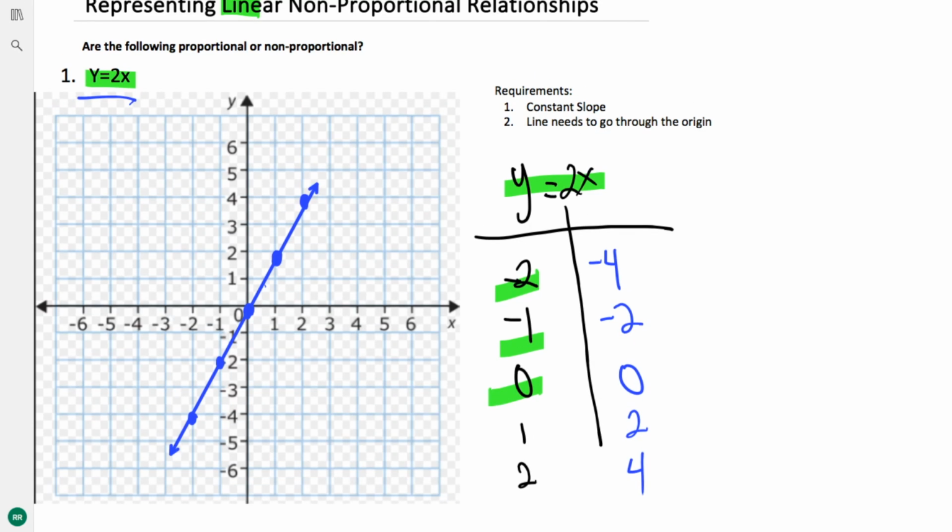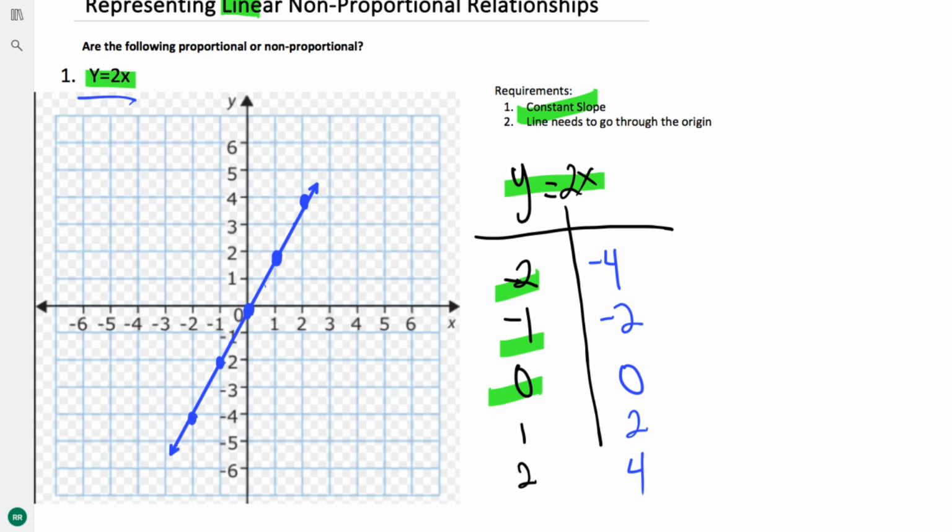Okay, well, it doesn't want to change colors, so we'll just leave it blue for now. Okay, now let's go back and look at our requirements. Constant slope. Let's check our slope. So we could do it a couple of ways. In the last video, I did the y2 minus y1 over x2 minus x1 method. So today I'm going to switch it up a little bit and do rise over run.